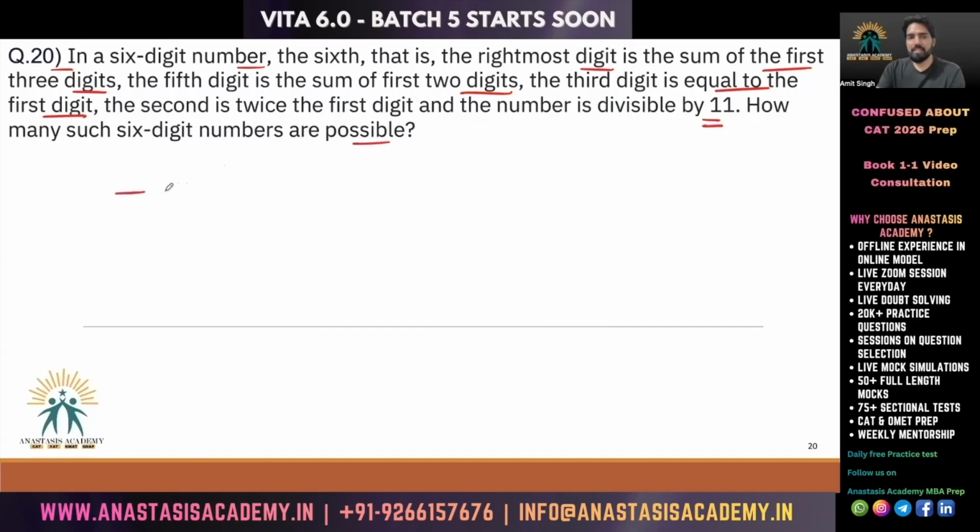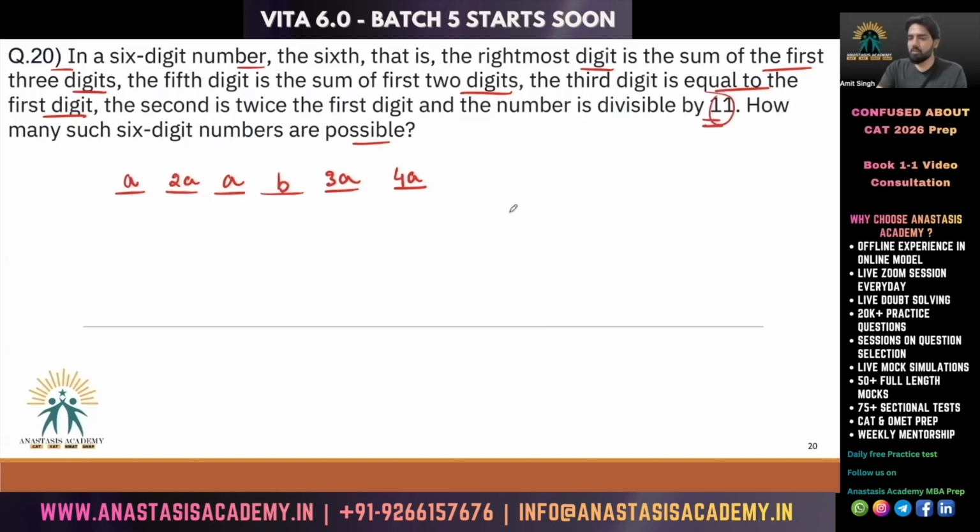Okay, so let me just first make 6 digits. 1, 2, 3, 4, 5, 6, right? So the sixth, that is the rightmost digit, is the sum of first 3 digits. Fifth is the sum of first 2 digits. Third digit is equal to first digit. I'm assuming the first digit to be a, then third would be a. Second is twice the first digit, so it would be 2a, right? And the sum of first 3 digits, that is 4a, would be the last digit. And the sum of first 2 digits is the fifth digit, right? I'm assuming the fourth digit to be b, and this number has to be divisible by 11.